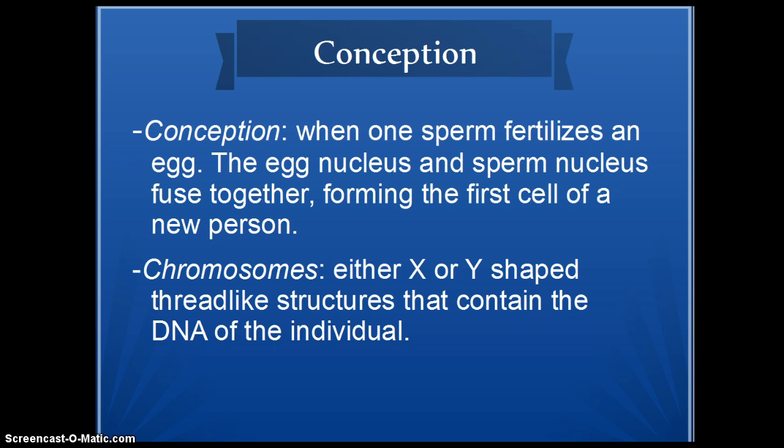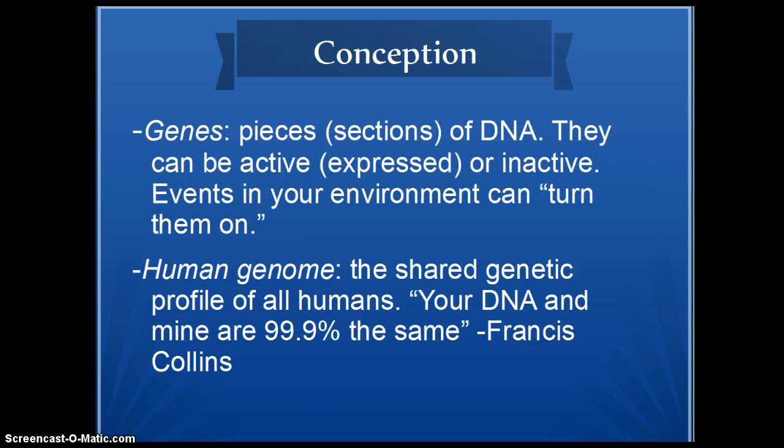Inside the fertilized egg, the sperm distributes its chromosomes. Chromosomes are thread-like structures composed of long strands of DNA. Genes are pieces of DNA, and they can be active, expressed, or inactive. Events in an individual's environment can turn on these genes. The process of genetic transfer of characteristics from parents to offspring is known as heredity.